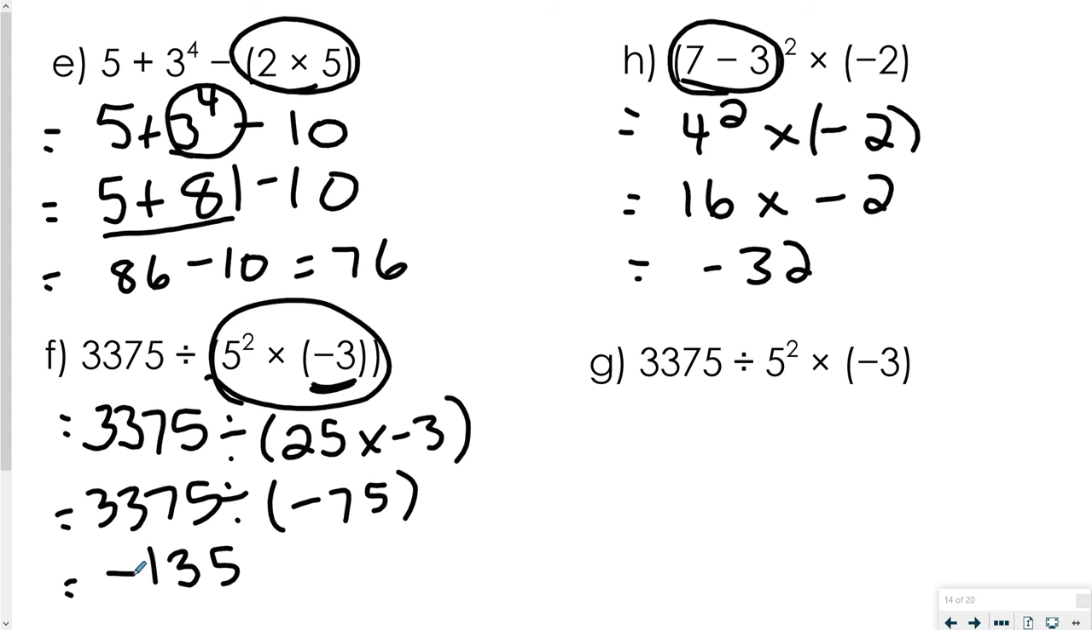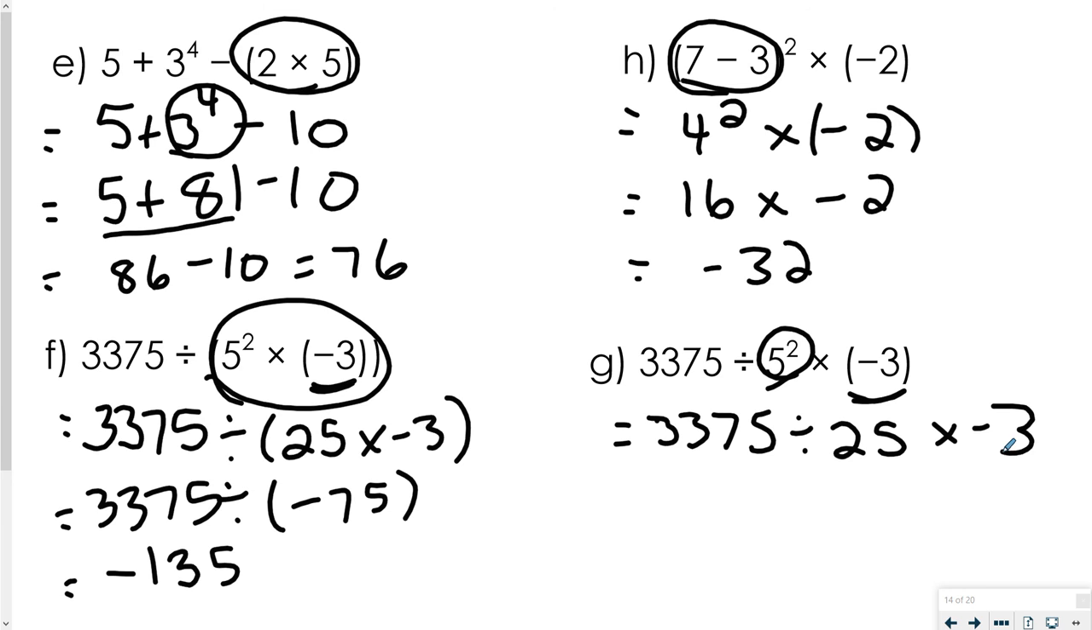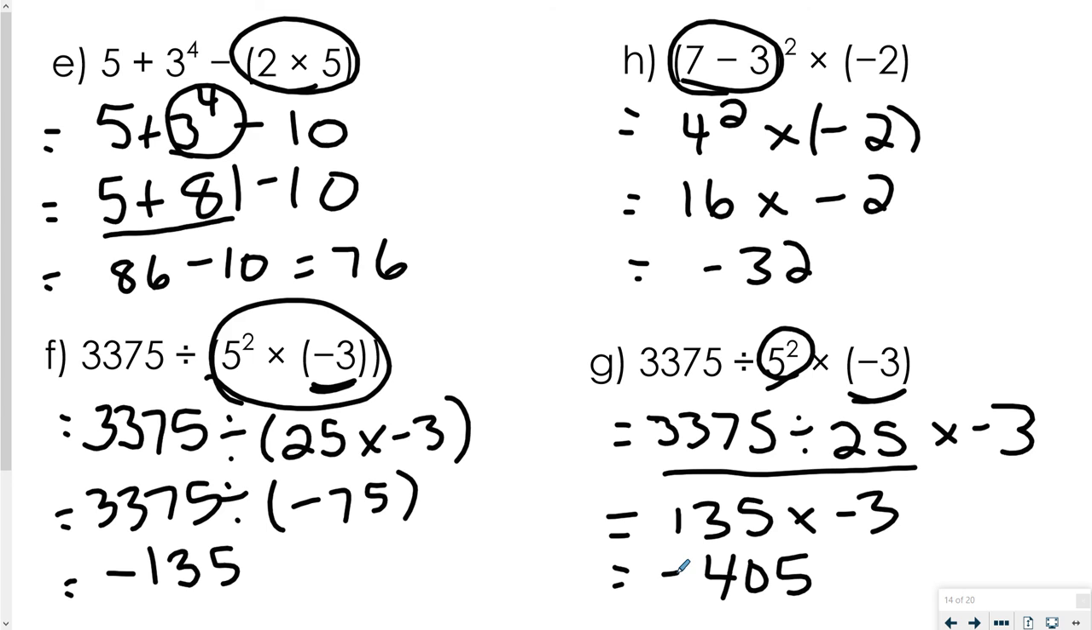Now this is the exact same numbers, just different brackets. Okay, so this is a bracket, but there's nothing to do, so move on to exponents. There are exponents. So I have 3375 divided by 25 times -3. Order of operations says I do what I hit first, so I'm going to do 3375 divided by 25 is 135 times -3. So I get 405, and since there's one negative, it's negative.